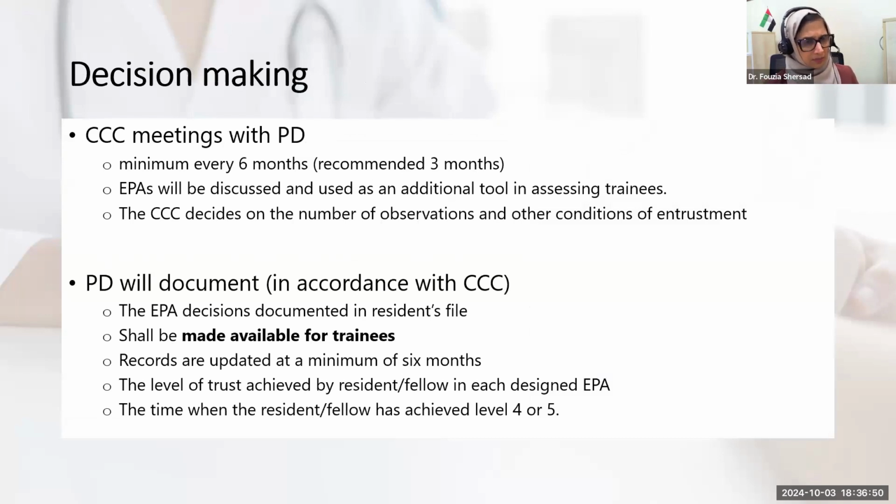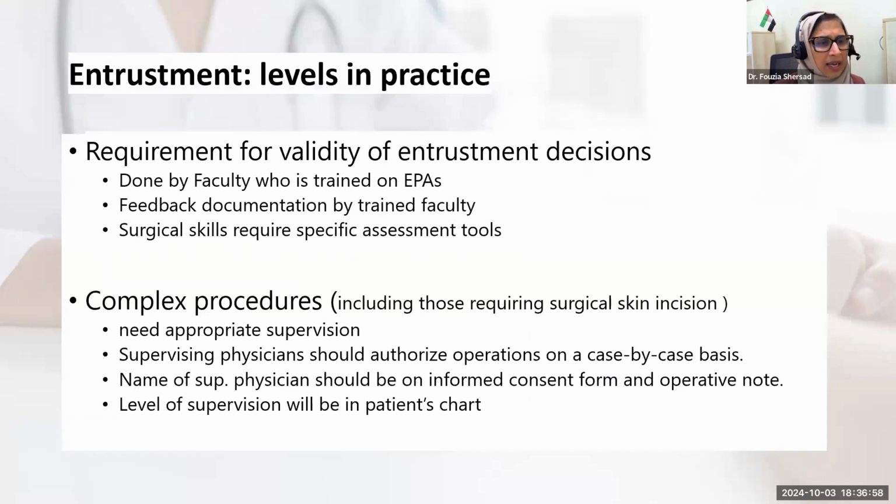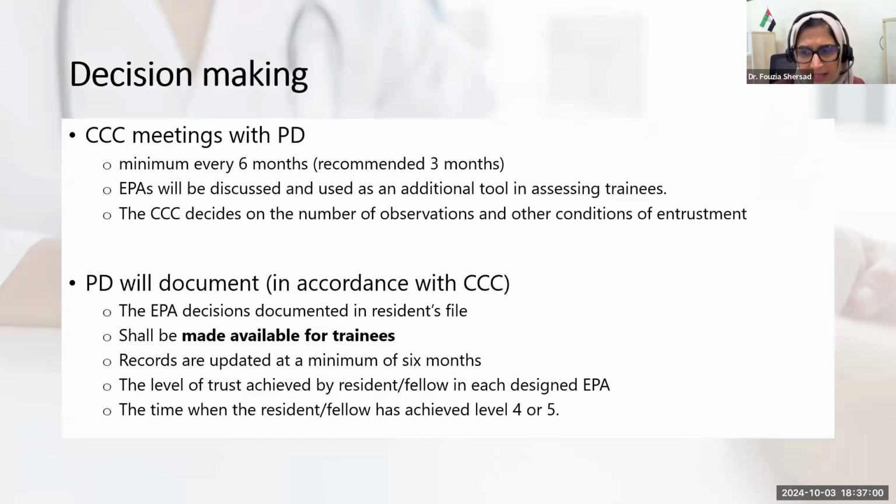I think Dr. Chidora has completely covered this in great detail, so I hope you already know this. We would like to have these CCC meetings at a minimum of 6 months at least. The recommended time would be 3 months. And during that, all the EPA progression will be discussed as an additional tool in assessing the trainees. And the number of observations, as Dr. Chidora very clearly explained, would depend upon the discretion of the CCC.